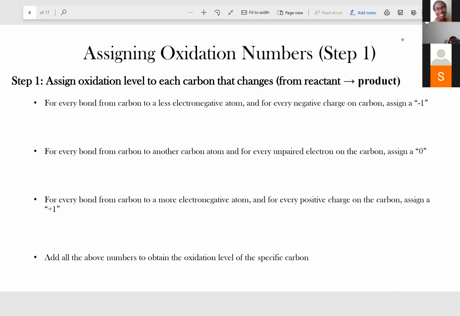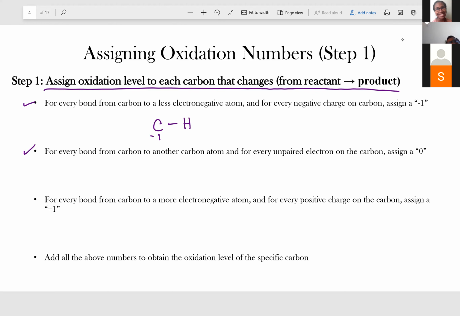For the first step, we assign oxidation levels to each carbon that changes from the reactant to the product. For every bond from carbon to a less electronegative atom, and for every negative charge on the carbon, we're going to assign that carbon a -1. So if we had a carbon to hydrogen bond, hydrogen is less electronegative than carbon. And so for every single hydrogen attached to it, the carbon will have a -1 oxidation charge on top of it. I hope that makes sense.